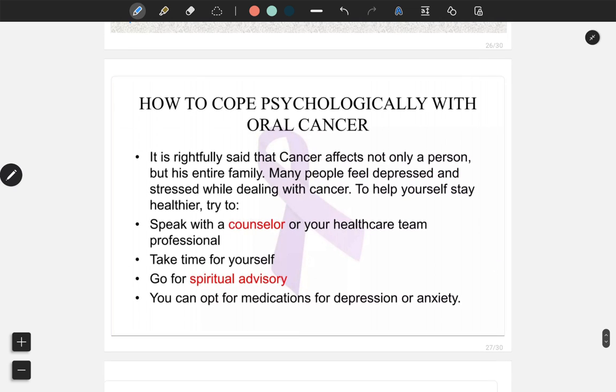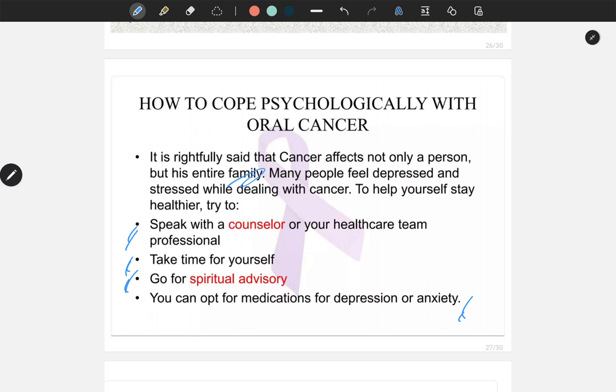How to cope psychologically with oral cancer. So this is the main slide. How can the patient or relatives cope with the psychology of oral cancer? It is rightfully said that cancer affects not only a person but his entire family. Many people feel depressed and stressed while dealing with cancer. To help yourself stay healthier, try to speak with a counselor or your healthcare team professional. Take time for yourself. Go for spiritual advisory. You can opt for medications for depression or anxiety.